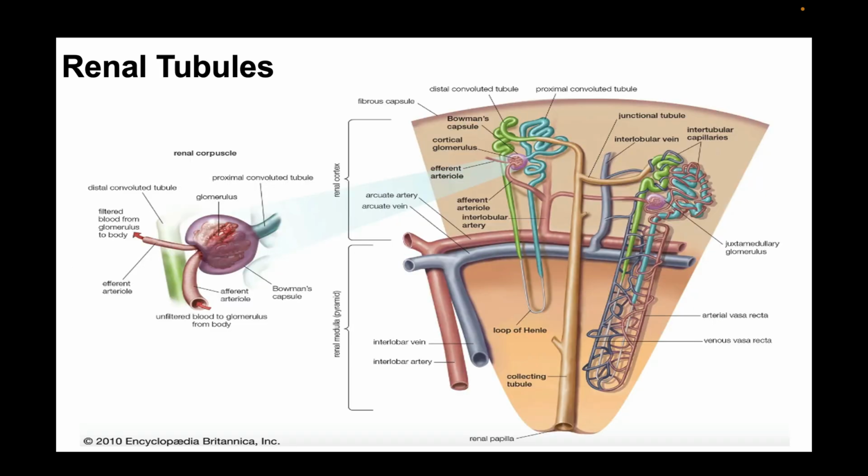Here is a graphic of the renal tubules. Here you can see a detailed view of the glomerulus. The body has about 2 million nephrons, and each nephron contains a glomerulus.